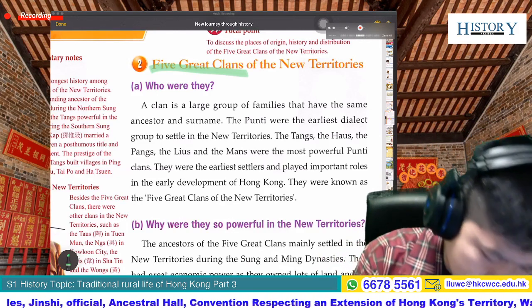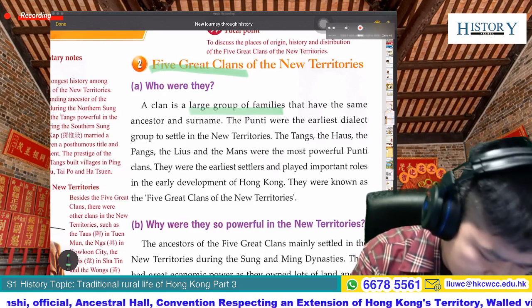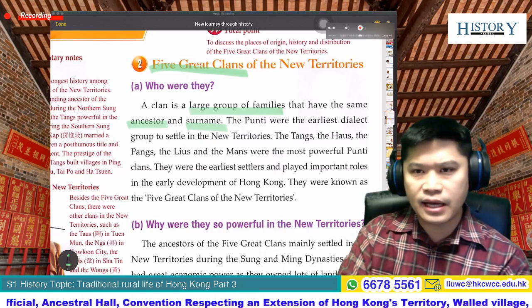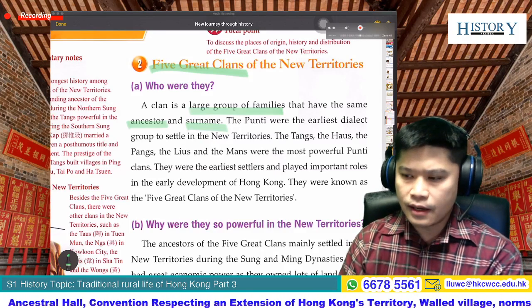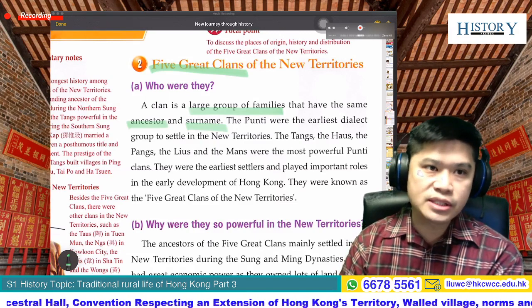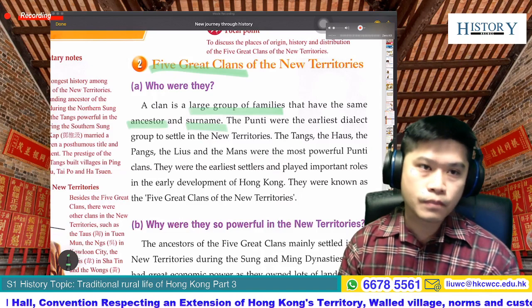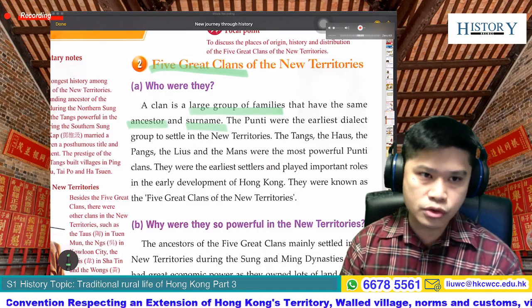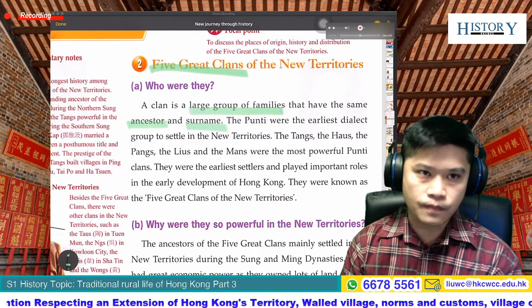A clan is a large group of families that have the same ancestor and surname. What is a clan in Chinese? We may call it 一个宗族, 一个氏族. 简单啲嚟讲，即系你个姓氏. So they have the same ancestor, 一个相同嘅祖先, same surname, 一个相同嘅姓氏.